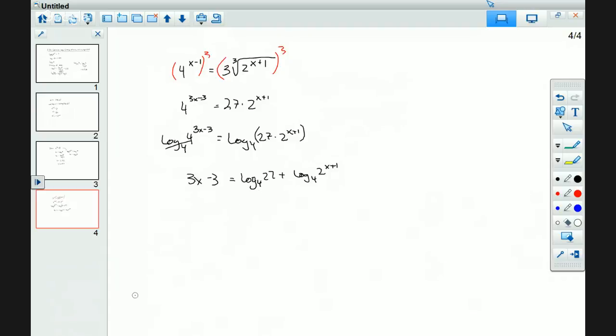This is a decimal, right? Yeah. So change in base formula, what is that decimal? Or it's not a decimal. Well, yeah, it is. Log 27 divided by log 4. Okay. How do I deal with that?